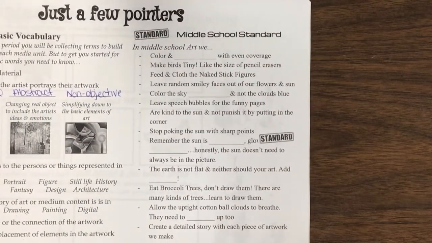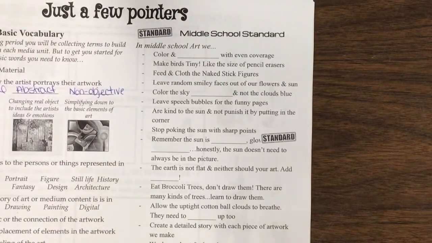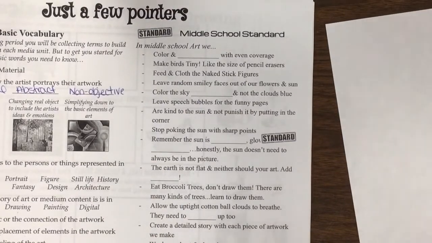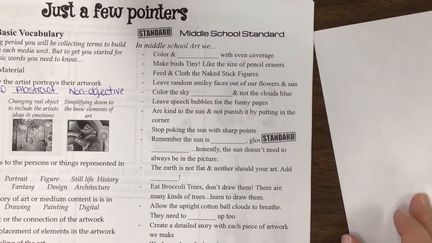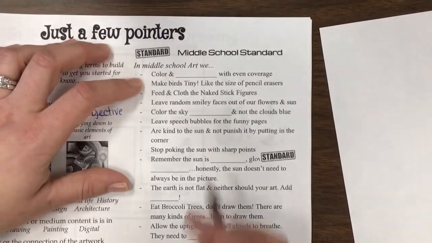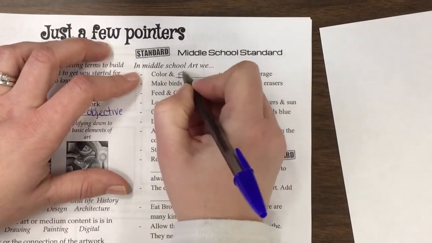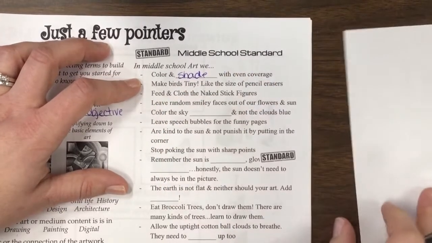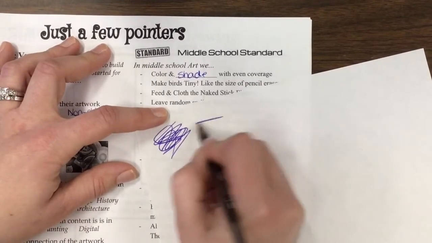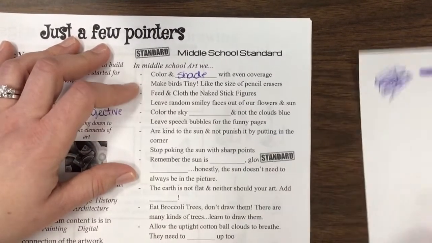Okay, so next we have a couple of standards that I want you to work on over the years. I'm going to have this drawing paper. Some of these are things that we do when we're a little younger, like fun things or doodles, but not so much with an actual finished project. So the first one is color and shade, with even coverage. I'm looking for something that is nice and even.